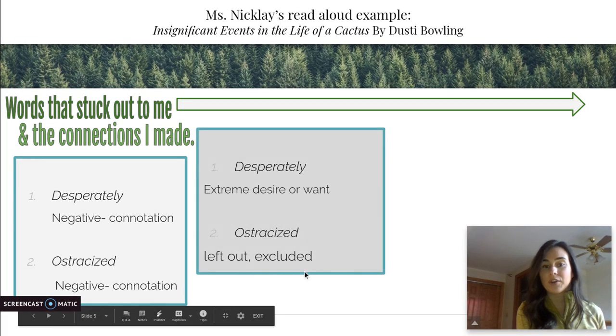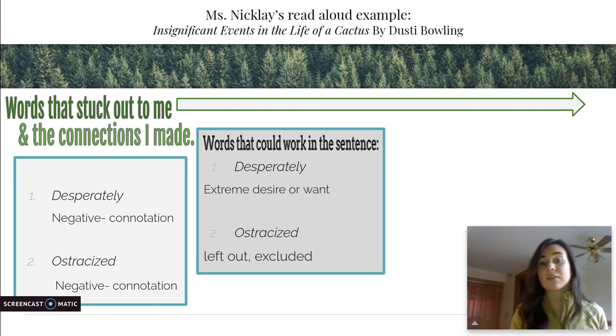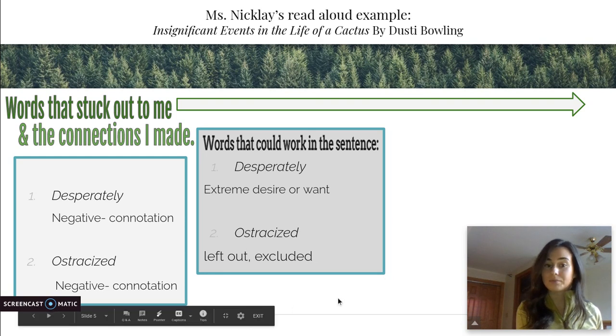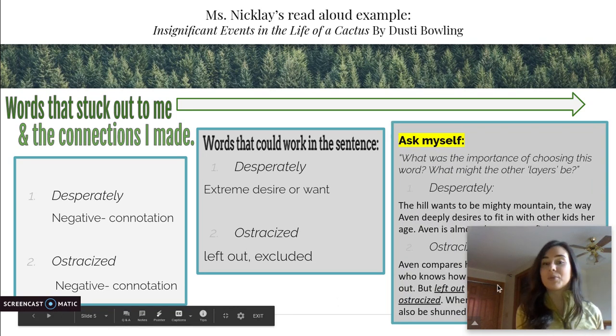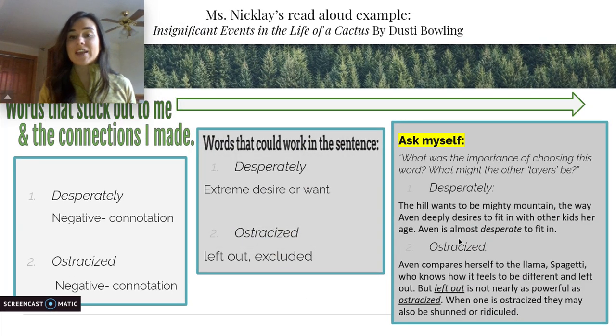So if you go a little further, desperately, so words that might make more sense in the sentence that I could input. Desperately, I might say extreme desire or want. So extreme desire or want. And ostracize, left out or excluded. But you have to go one step a little bit deeper. I'm just going to move myself up here. So I might ask myself, what is the importance of choosing this word? What might the other layers be? So you have 2 examples here.